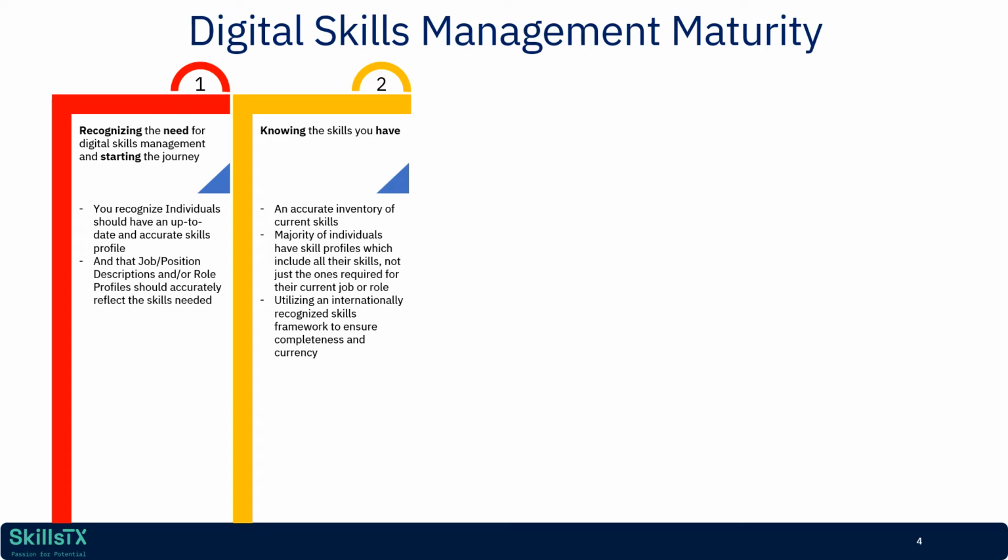At level 2, you've answered that first "what skills do we have" question for the majority of your people, so that you have an accurate inventory of current skills. You know where you're starting from. In most organizations, that will consist of the individuals doing assessments against a recognized framework and creating skill profiles which include all of their skills.